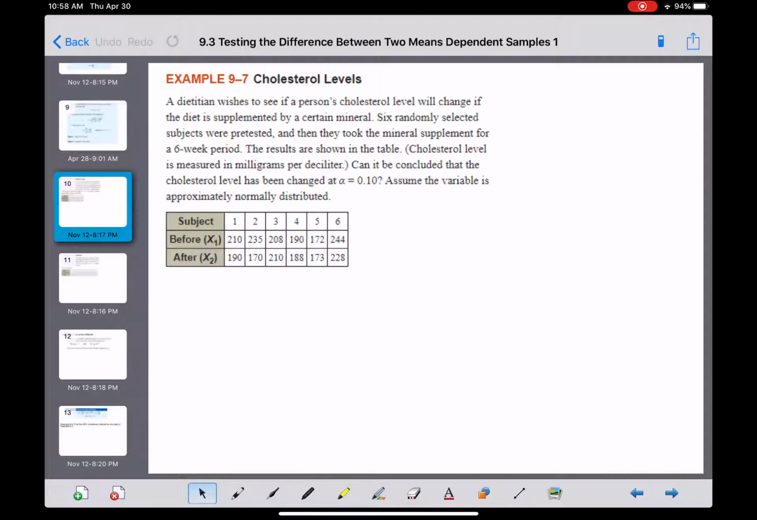Okay, so first we need our hypotheses. So we're assuming that the difference is 0, and it says, can it be concluded that it has been changed? So it didn't say greater or less than, it just said changed. So it's not equal to 0. This is our claim.